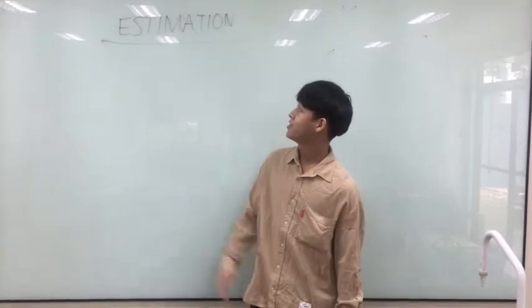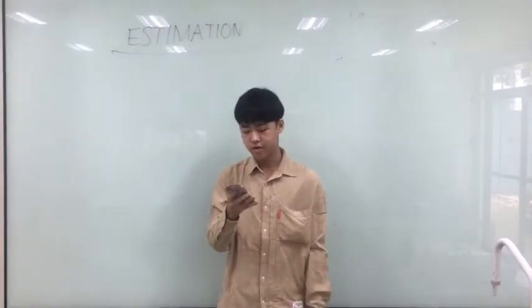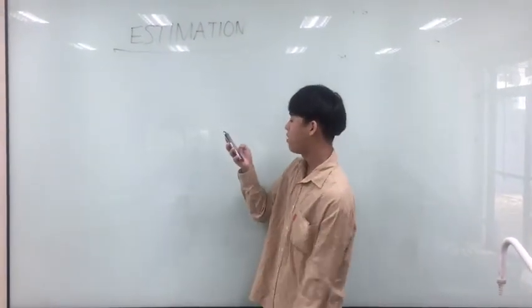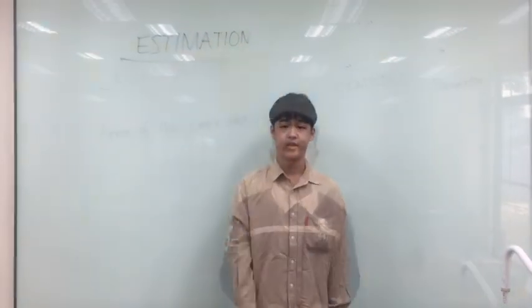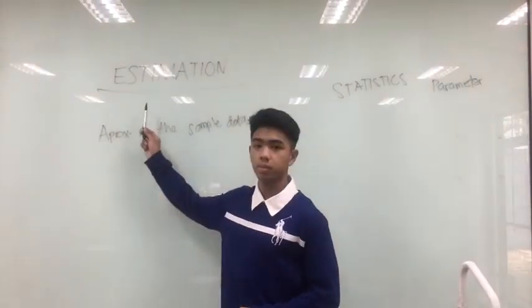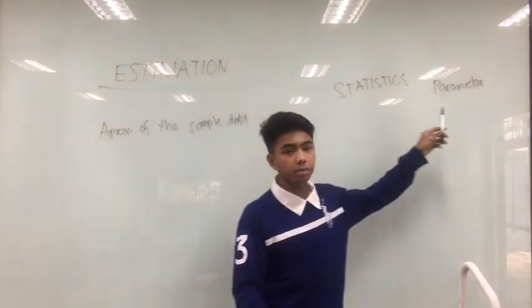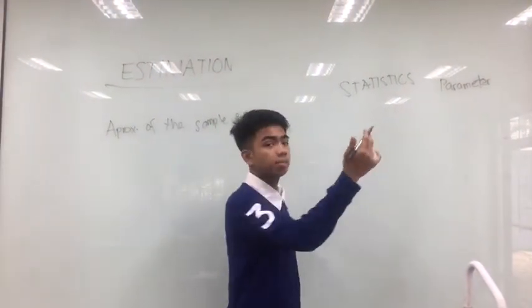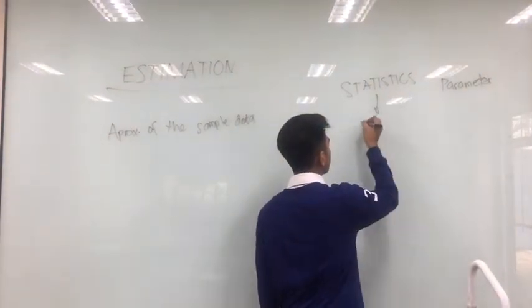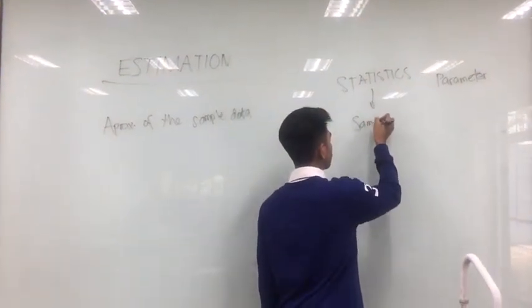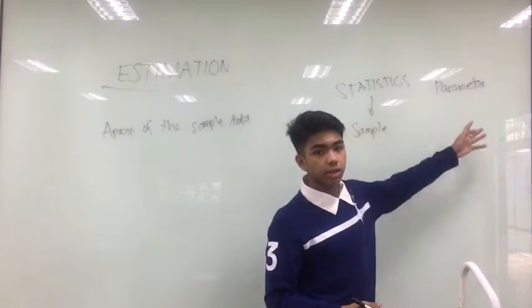Our topic for today is estimation. What is estimation? Estimation is an approximation of the population parameter from the sample data. Now we know the definition of estimation. Now we need to know the difference between a statistic and a parameter. Statistics is the sample. And the parameter is the whole population.